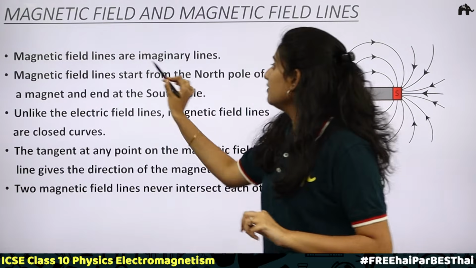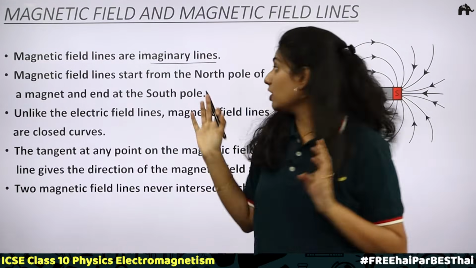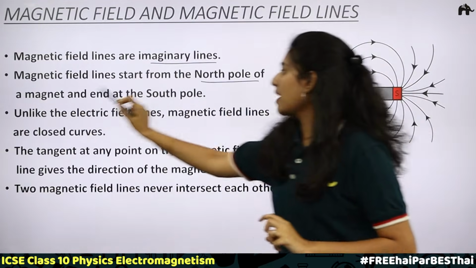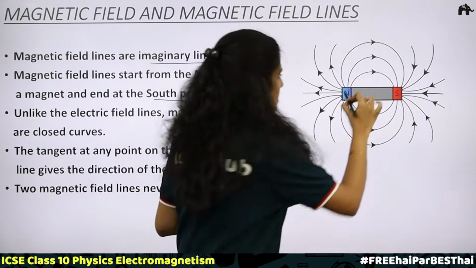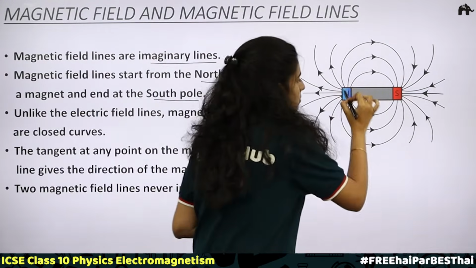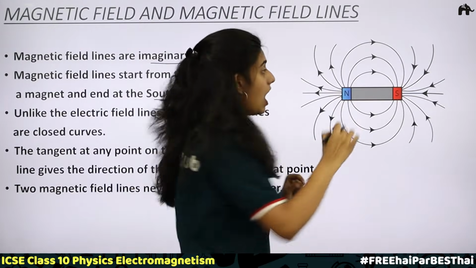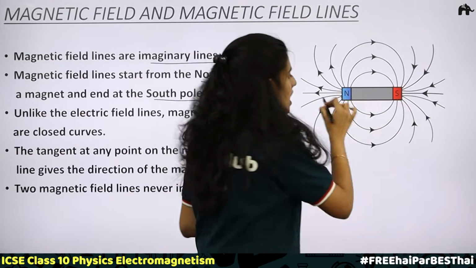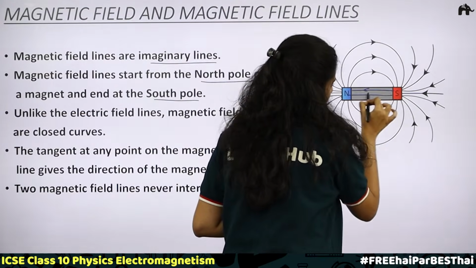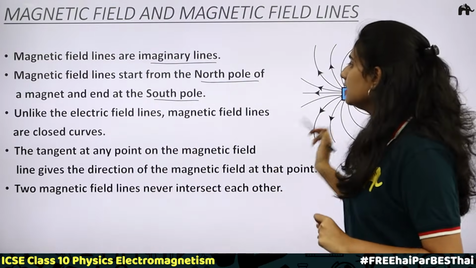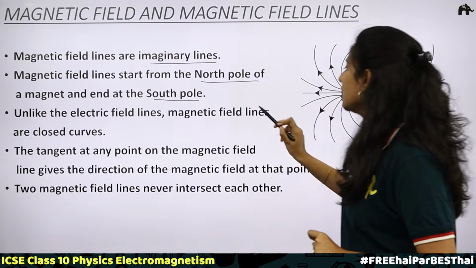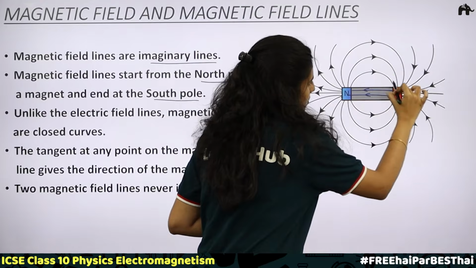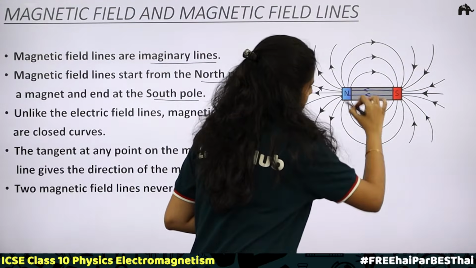The first point is magnetic field lines are imaginary lines. You cannot actually see them. Second, magnetic field lines start from the north pole of a magnet and end at the south pole. This is the direction of magnetic field lines. They start from the north pole and move towards the south pole outside a magnet. Inside a magnet, magnetic field lines move from south to north. This is how the direction is. Third point, unlike electric field lines, magnetic field lines are closed curves. You can see these are closed curves starting from here, ending here.